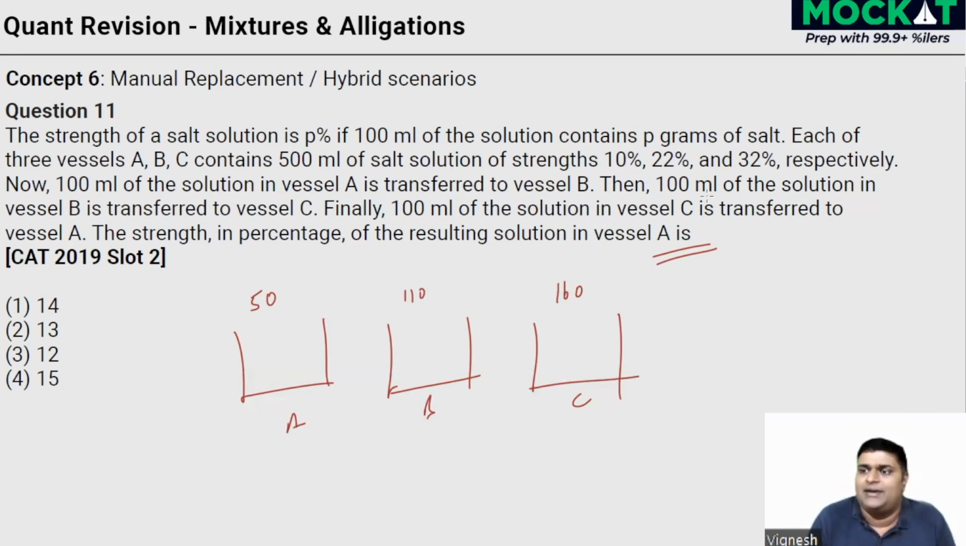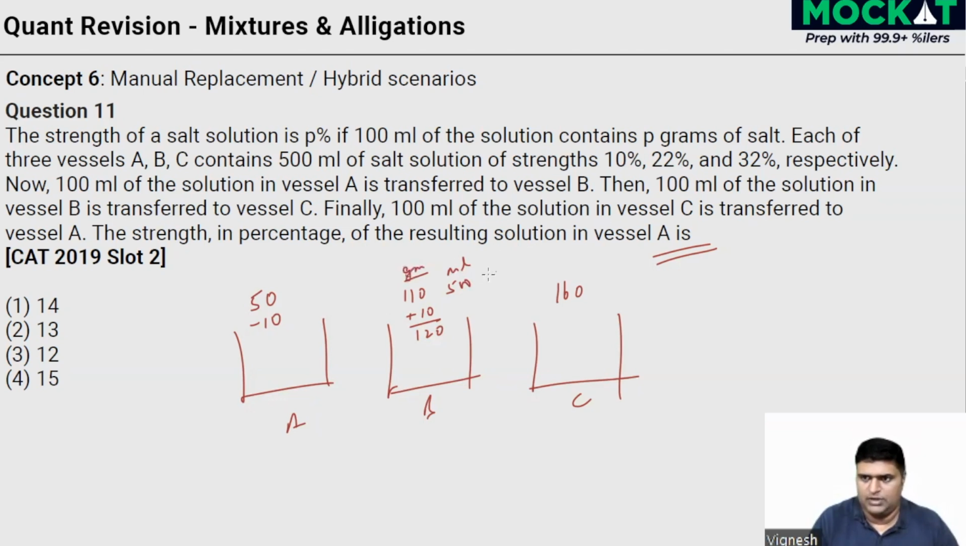Now, 100 ml is what is removed everywhere, right? 100 ml of the solution in vessel A is transferred to B. So I'm removing 10 grams over here, right? Because 1/5 is removed. 100 ml, so this had 500. I'm removing 1/5. 10 is out, and 10 comes here and becomes 120 grams.